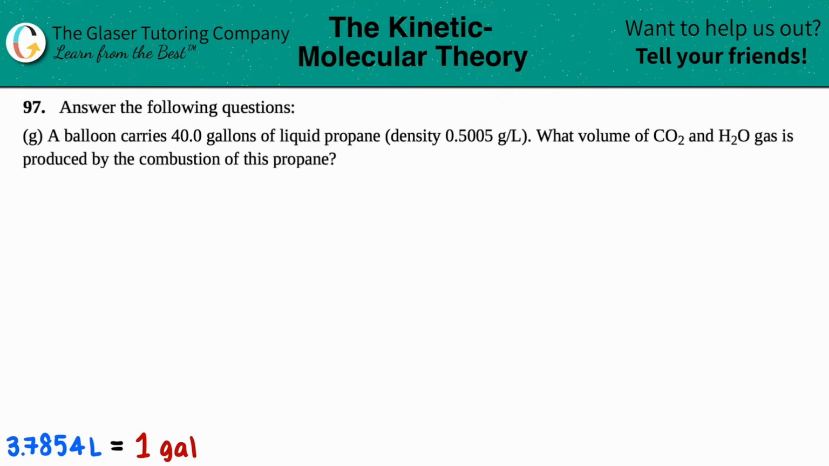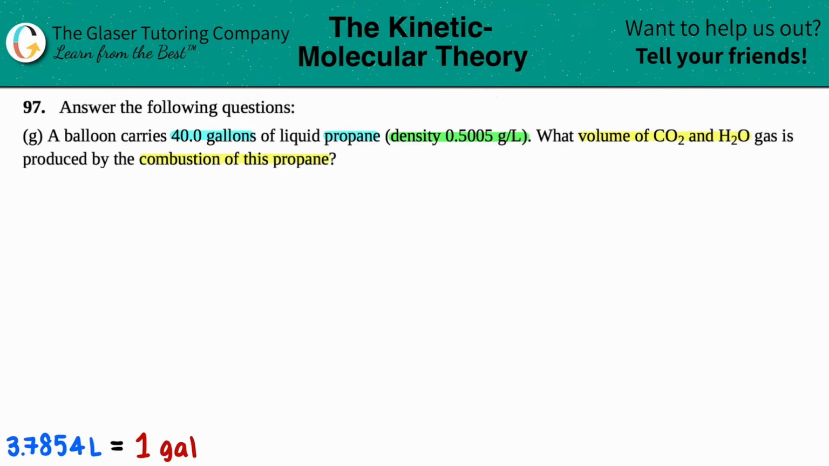Number 97, answer the following questions. And then we have letter G. It says that a balloon carries 40.0 gallons of liquid propane, which has a density of 0.5005 grams per liter. And then the question says, what volume of CO2 and H2O gas is produced by the combustion of this propane? Okie dokie.